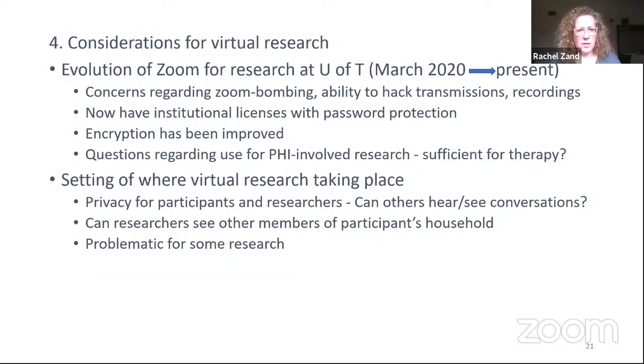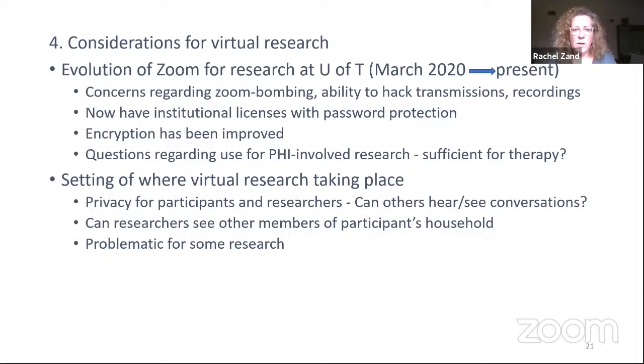So I'm going to talk about a couple of extra little pieces. The first being, the REB is now having to consider the concerns regarding virtual research. We all pivoted from face-to-face research on interviews and focus groups to online. Often Zoom is used for those purposes, as well as for discussions between research team members where potentially confidential or sensitive data may be discussed.